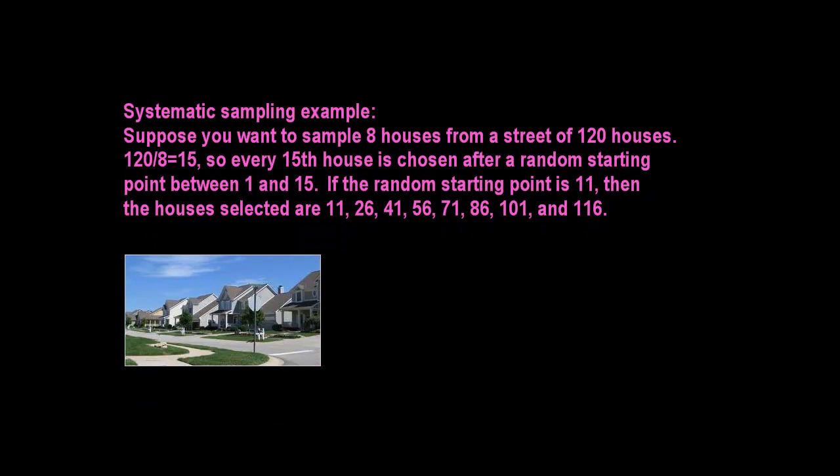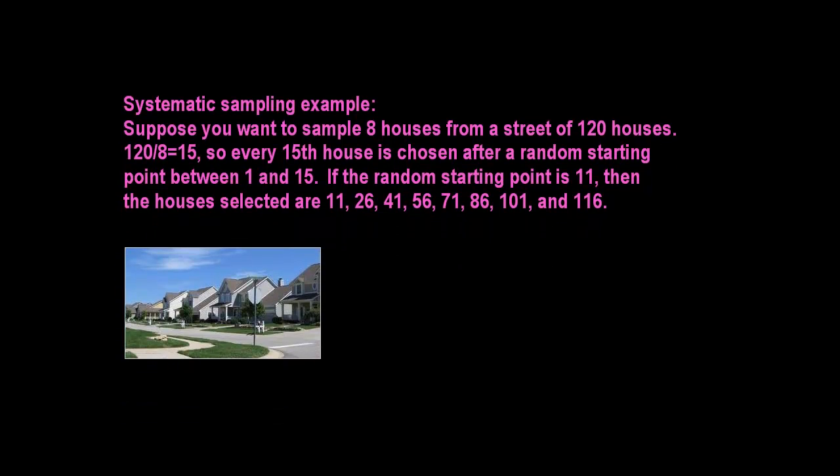So say we want to sample 8 houses from a street of 120 houses. So that would mean if we go to every 15th house out of the 120, then we would be able to get our 8 houses. And so we randomly select a starting point. Okay, so within the first 15 houses, if we randomly start at 11, then now this determines every 15th house that we will stop in and survey. So that is systematic sampling.